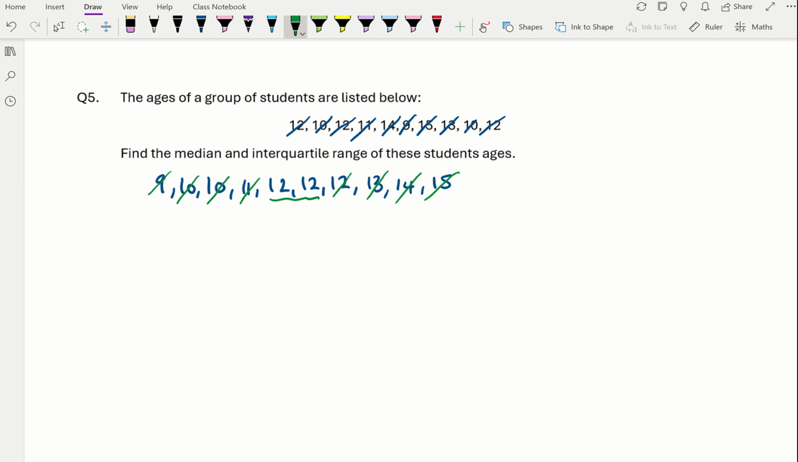The median is very simple to find because I cross them out, one from each side. I end up with 2 at the middle, but they're actually the same 2. If they weren't the same 2, you would add them up and divide by 2. But the median is 12.